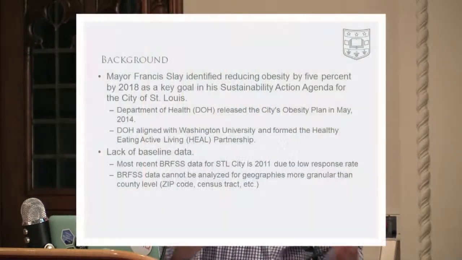So just a little bit of background here. Mayor Francis Slay of St. Louis City identified a goal of reducing obesity in St. Louis by 5% by 2018. So a coalition was formed, and there are many partners on the coalition. WashU is one of the partners. Myself and a couple of other folks are part of the coalition. It's called the Healthy Eating Active Living Coalition or Partnership.